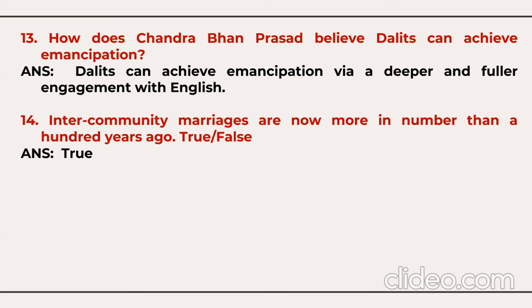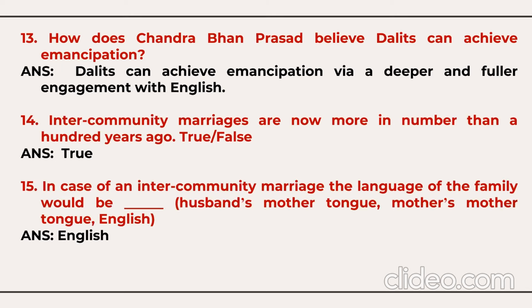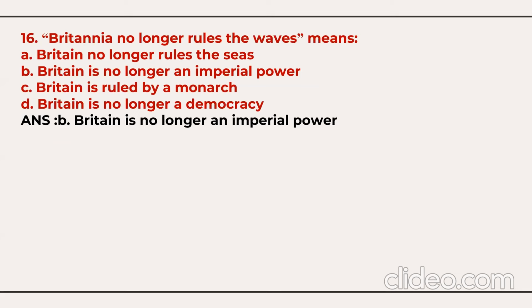Inter-community marriages are now more in number than hundreds of years ago. Yes, it's a true statement. In case of an inter-community marriage, the language of the family would be English. Then, Britannia no longer rules the waves. That means Britain is no longer an imperial power.